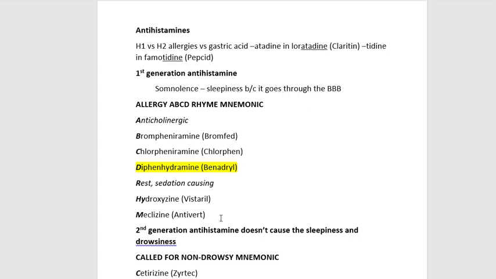And if you're going to remember enough for the boards, or you're an advanced student, these are the kinds of things that you're going to want to start focusing on: making sure that you know all the drugs, rather than just, okay, I know what Benadryl is, I know it's first generation, I know it makes people sleepy. Taking that next step towards the boards.